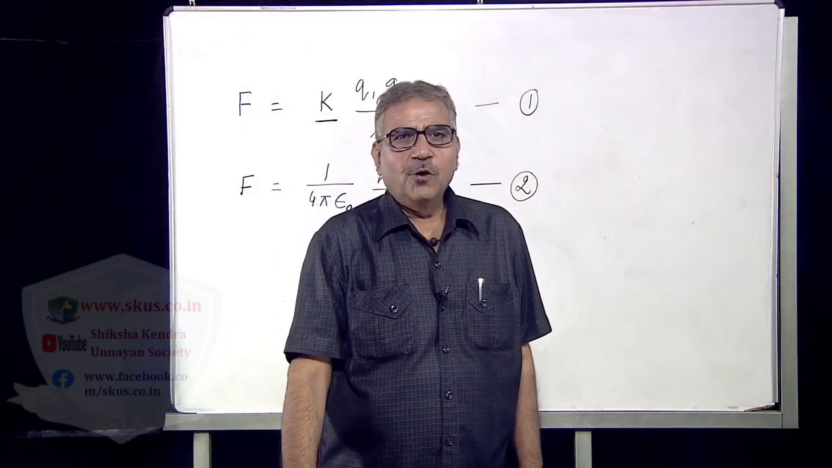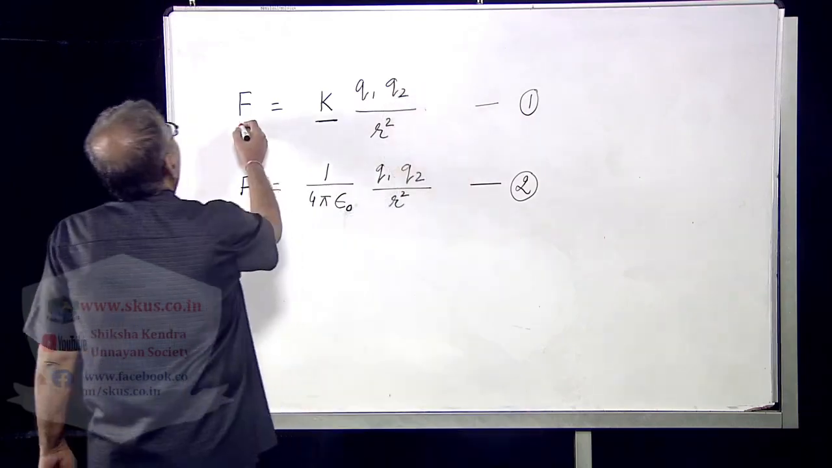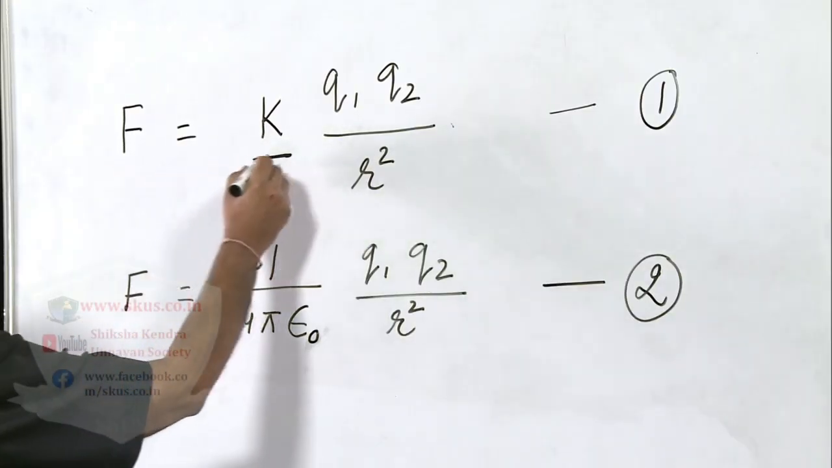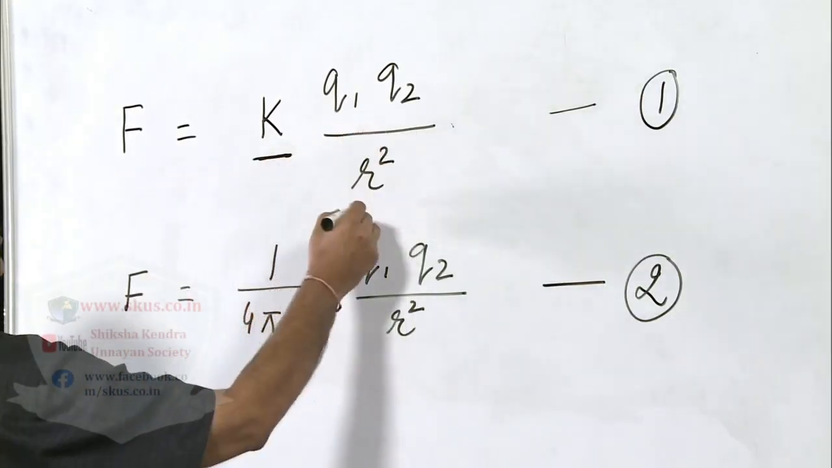Now let us write Coulomb's law in mathematical form. F, the force between two charges, is equal to K Q1 Q2 upon r squared.